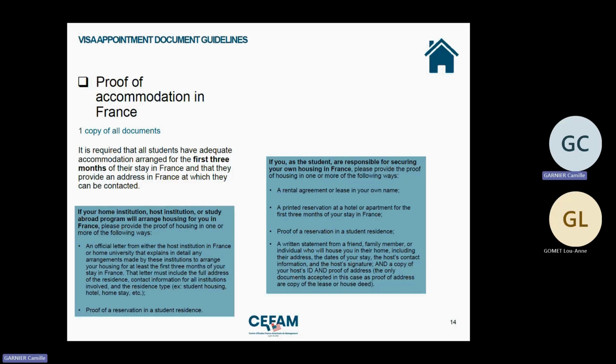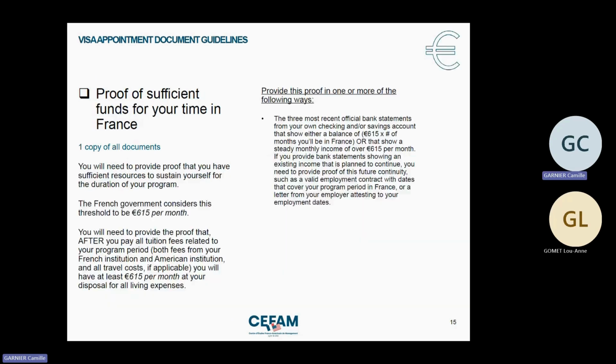Then you will need to give a proof of accommodation in France. It is mandatory to show that you have at least the first 3 months of your stay in France secured. Then you will have to give a proof that you have sufficient funds during your time in France, in order to show that you can sustain yourself during this period. You need to have at least 650 euros per month.